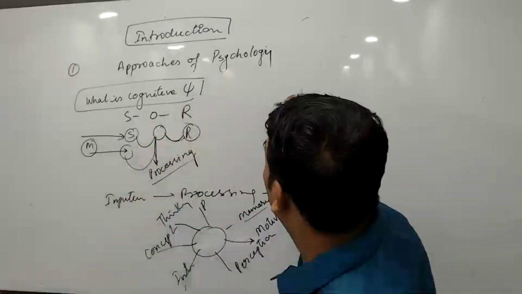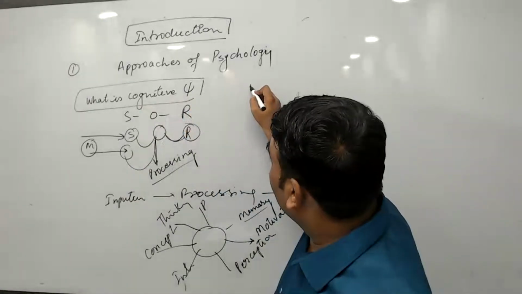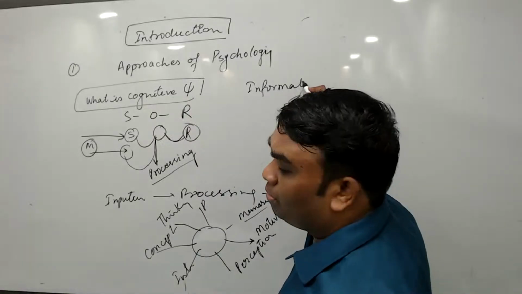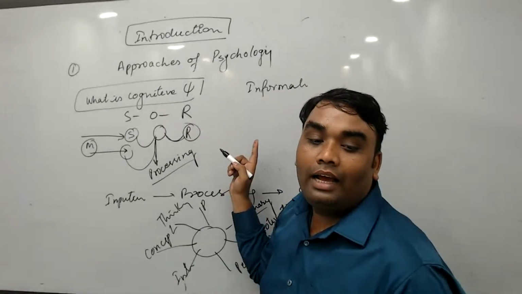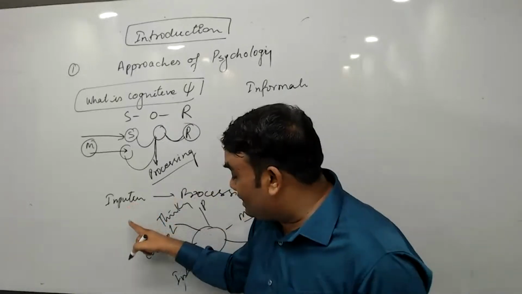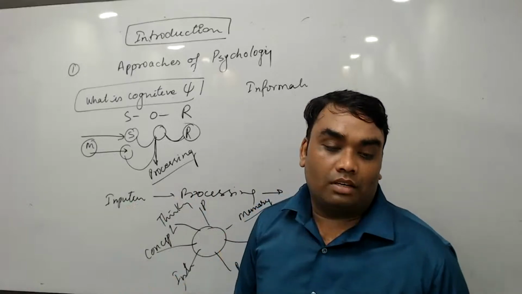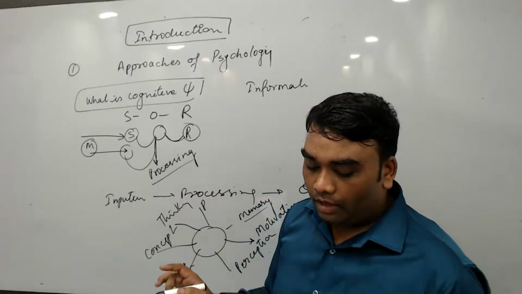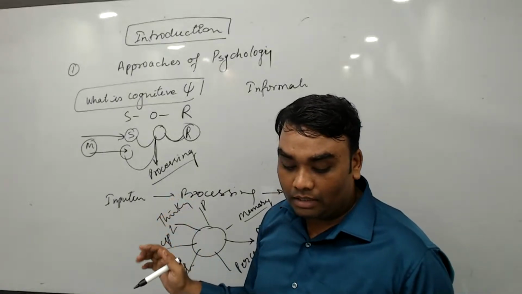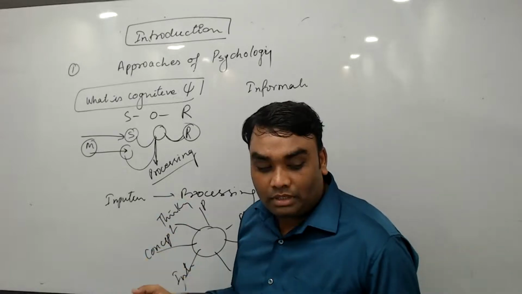So what vocabulary must you write? First, what is cognition? Second, you must use this terminology: information processing approach, SOR paradigm, computer model, and these things: intelligence, learning, thinking, problem solving, etc. That will be sufficient to write your answer. Second part: I think by this concept you can answer.